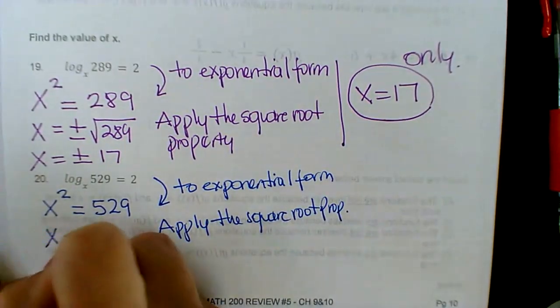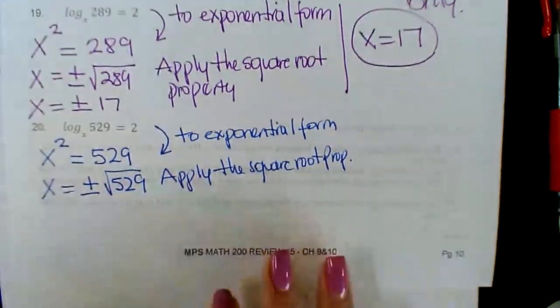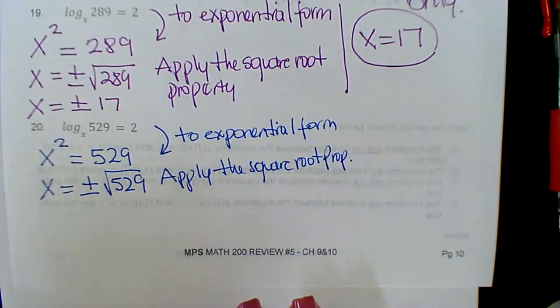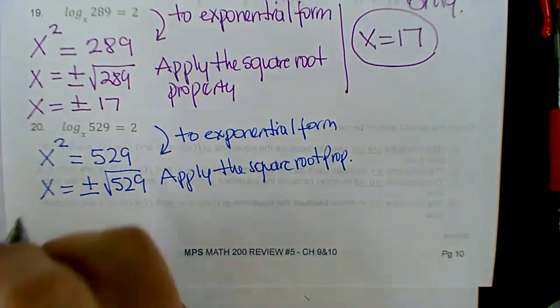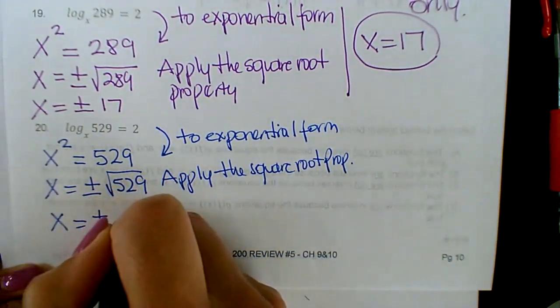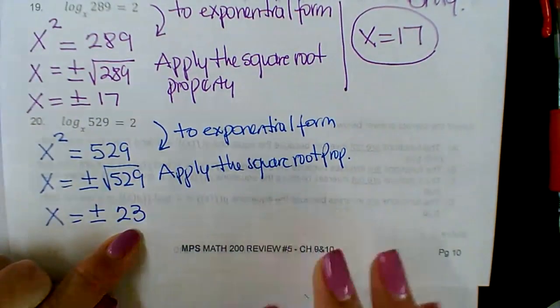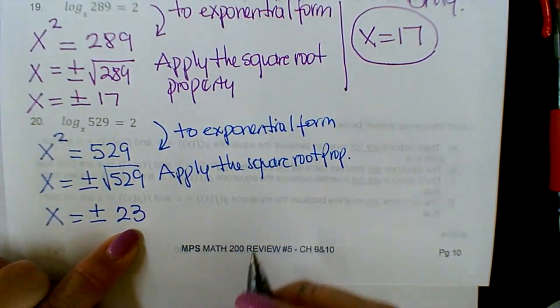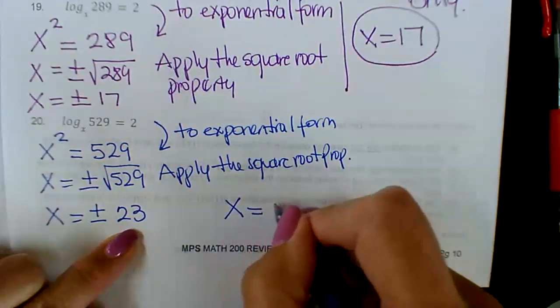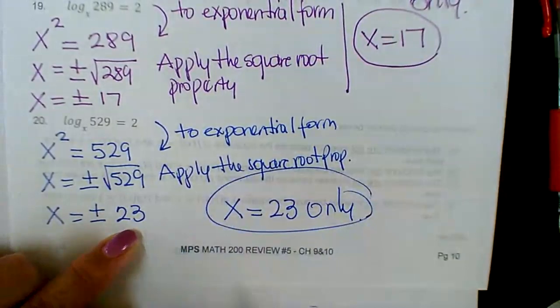That would be x is equal to plus and minus the square root of 529. And the square root of 529 is 23. And don't forget that we're only going to be using x equal to 23. Don't forget, not the negative.